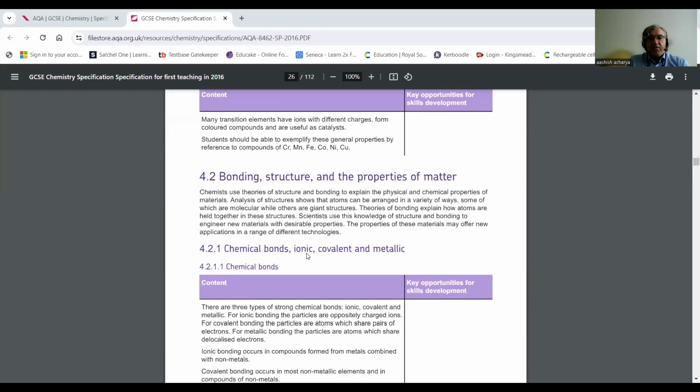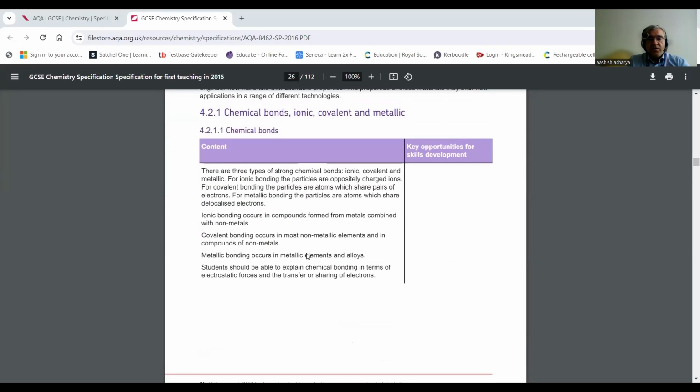Okay, it now goes into bonding and structure. You should know the difference between covalent, metallic, and ionic. I have to remind you, covalent is between non-metal and non-metal. Metallic bond is honestly just the attraction between your metal ions and delocalized electrons. We describe those delocalized electrons as a sea of delocalized electrons.